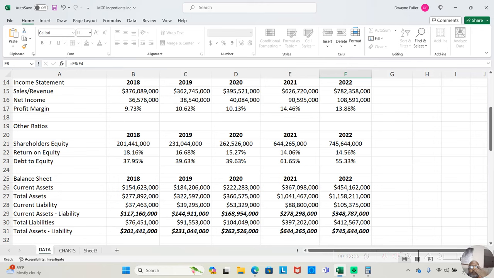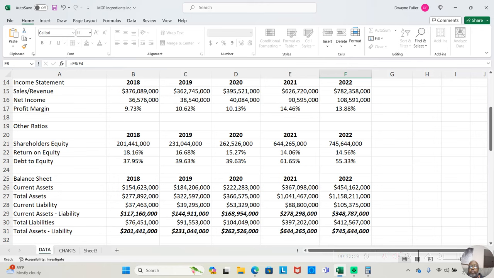Now that we've heard that, let's look at the income statement for this company. And we see that in 2018, this company made $376,089,000. And after paying all expenses, they retained $36,576,000. That is a 9.73% profit margin. Not spectacular, not horrible. It's just about middle of the road, which I see for all 5 years.